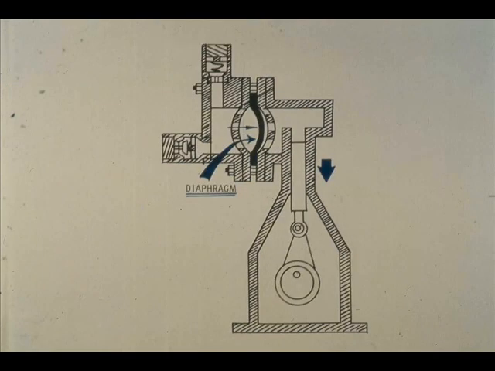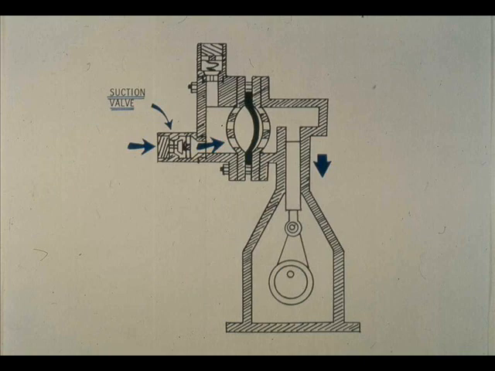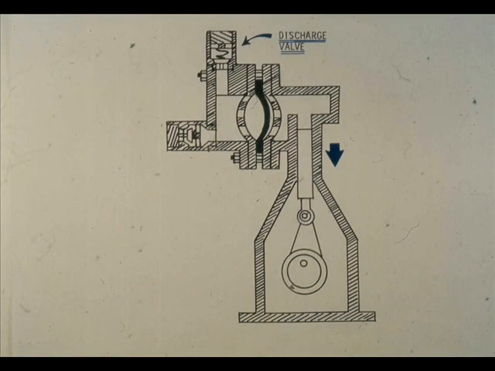When the plunger makes its backstroke, this flexible diaphragm flexes in the same direction, enlarging the hydraulic chamber and creating a vacuum. Suction line pressure forces liquid into the pump through the suction valve. During the backstroke, discharge line pressure keeps the discharge valve closed.